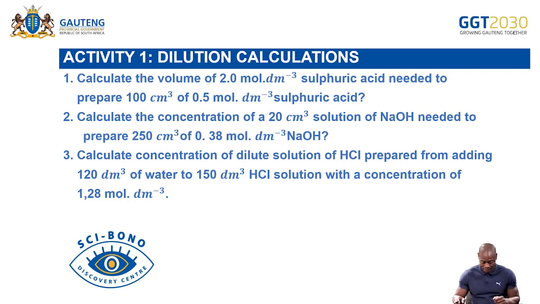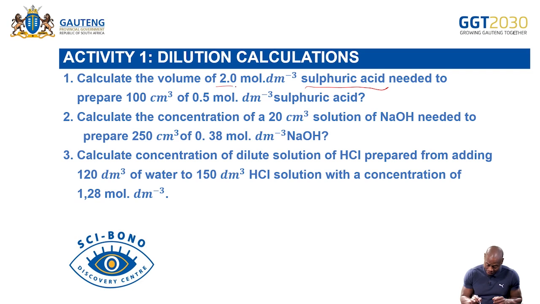Calculations on dilution. Let's look at the first one. What are they looking for? Calculate the volume of 2 mole per cubic decimeter sulfuric acid needed to prepare 1000 cubic centimeters of 0.5 mole per cubic decimeter sulfuric acid.